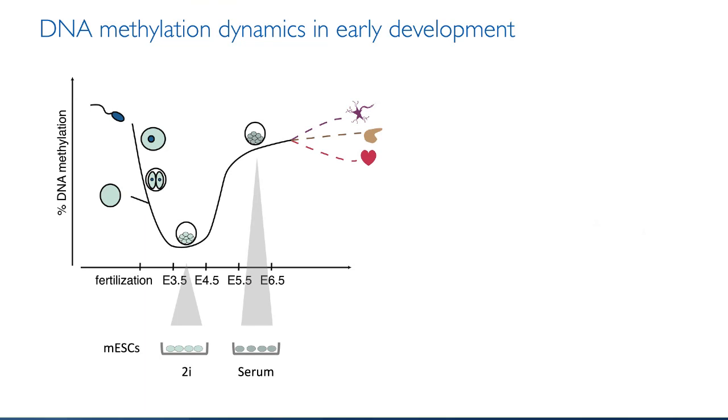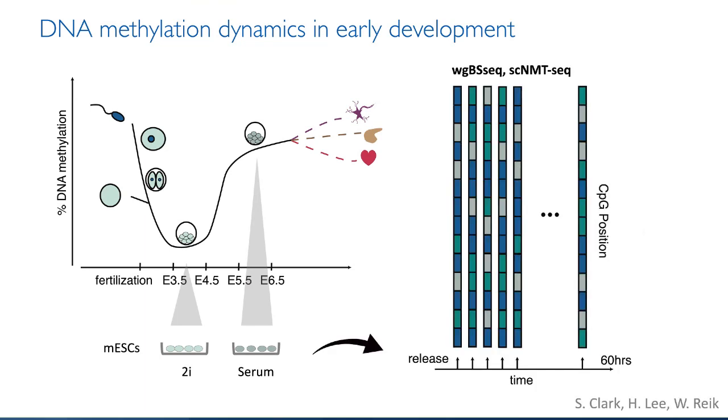To understand how the methylome is established, we used an in vitro model for this phase in development, where we cultured cells long-term in 2i conditions, and where DNA methylation is erased. And then we release these cells to serum conditions where these enzymes, DNMT3, are upregulated. After release, we then performed a bisulfite sequencing and single-cell NMT sequencing time course over roughly 60 hours, which gives us access to the methylome, to the transcriptome, and to local chromatin accessibility in single cells.